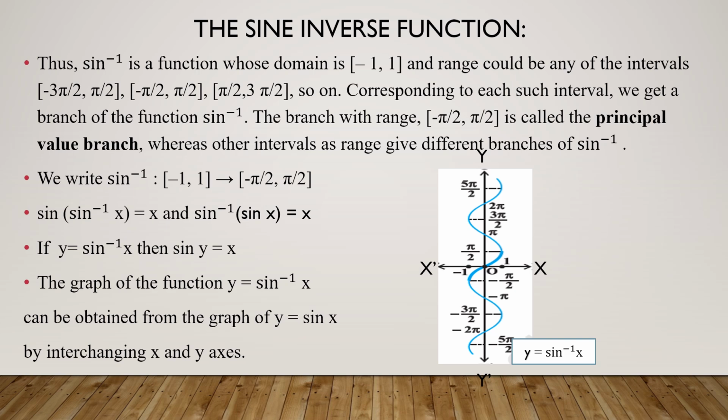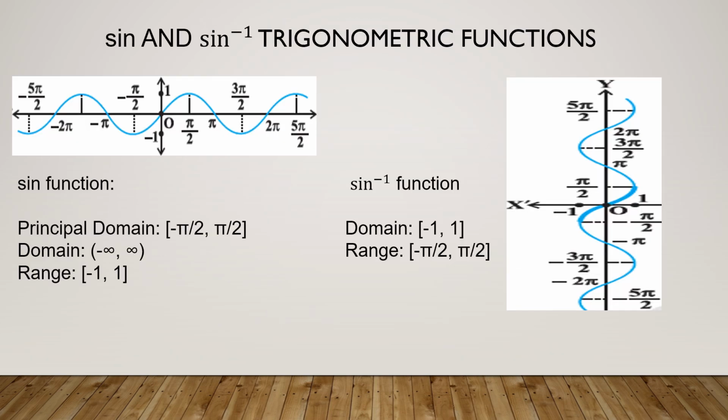So now if y is equal to sine inverse of x, then we write sine y is equal to x. This is the inverse function. And the graph, again I am repeating, the graph of y is equal to sine inverse can be obtained from the graph of y is equal to sine x by just interchanging the x and y axis. So like we have just now seen, these are the domain and range for the sine and sine inverse function.